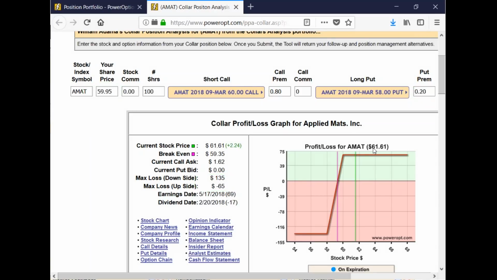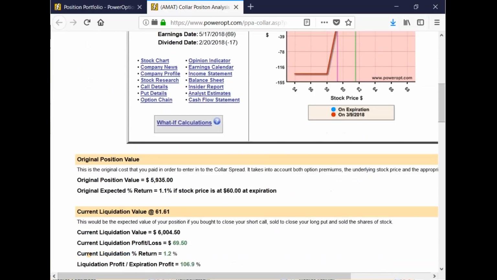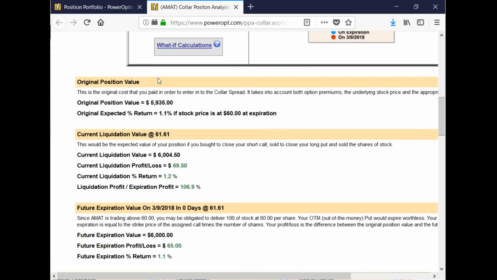Now, AMAT closed today at 61.60, $1.60 in the money. We're going to be assigned potentially today. Before expiration, at 2 or 3 o'clock, I would have looked at the position analysis for our position and said, okay, right now if I get assigned, I'll make about 1.1% on the position, or I could have liquidated for about the same 1.1%, getting closer to expiration.